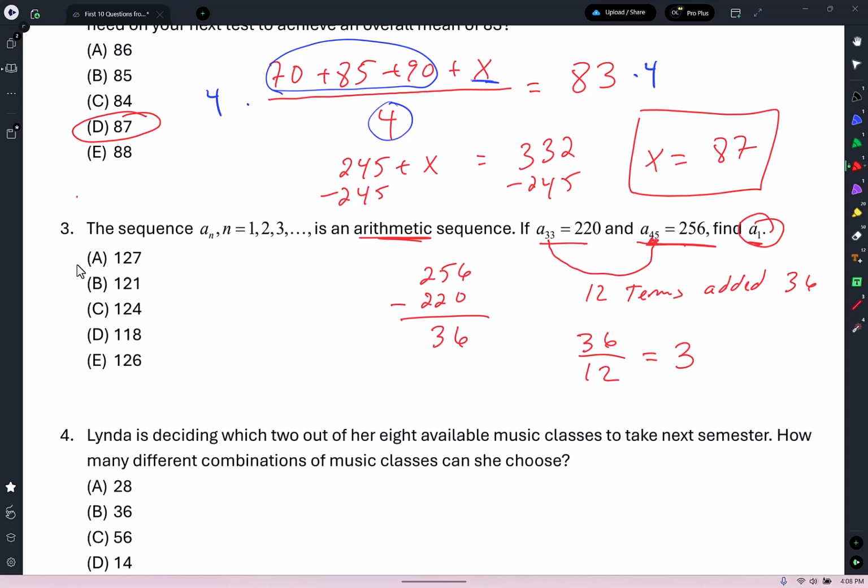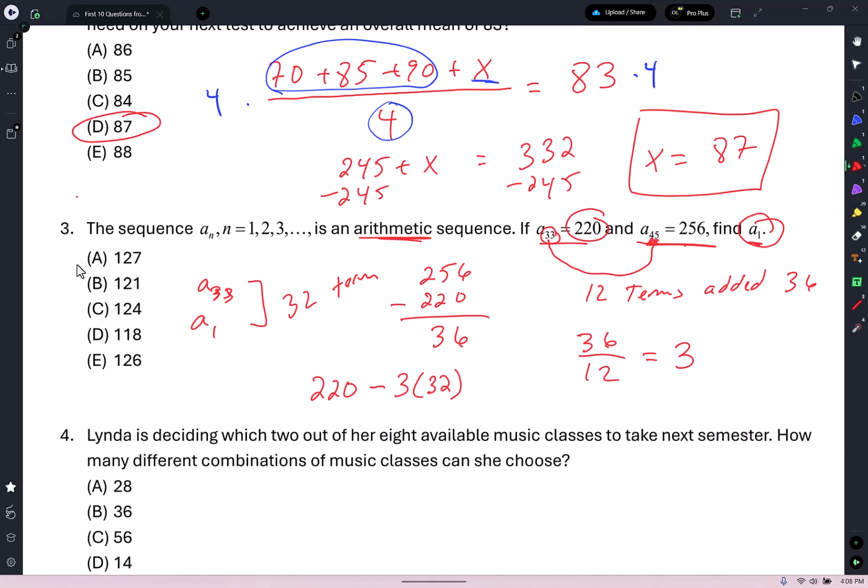So the big deal here that I think many kids mess up: see how that says 33? I think a lot of people mess up. What is the difference between the 33rd term and the first term? How many terms are in between them? 32 terms. So here's what you're going to do. Take the 220, and we're going to go backwards. So you're going to subtract, and you're going to go 3 times 32.